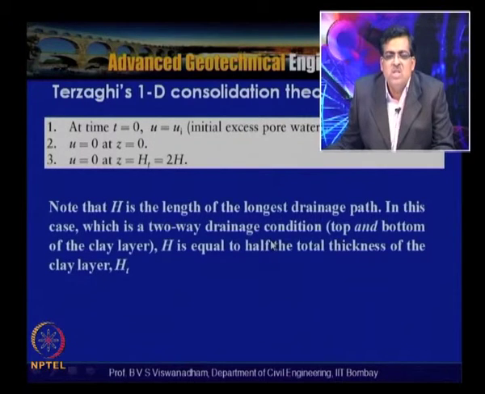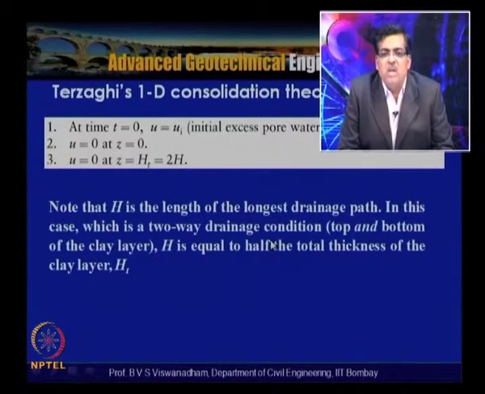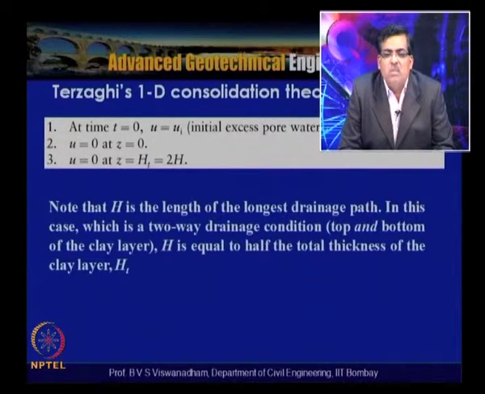Note that H is the length of the longest drainage path, and in this case, which is the two-way drainage condition, top and bottom of the clay layer, H is equal to half of the total thickness of the clay layer. So half of the water in the voids flows upward, and half of the water flows downward to the bottom drainage layer.